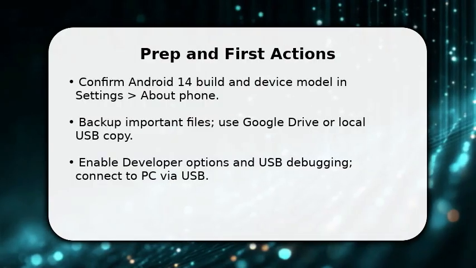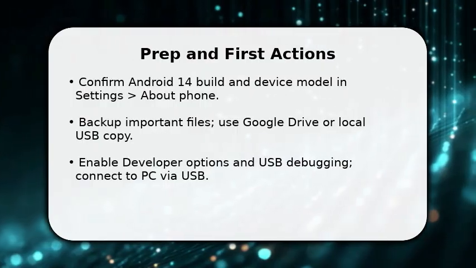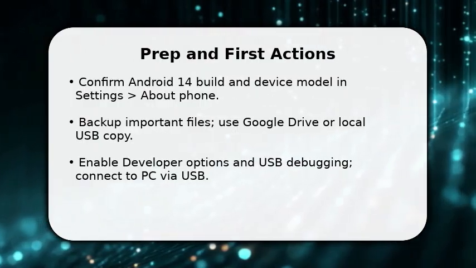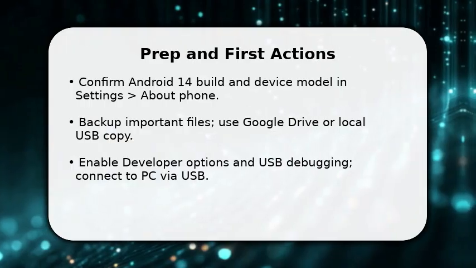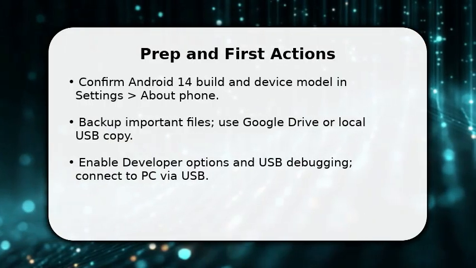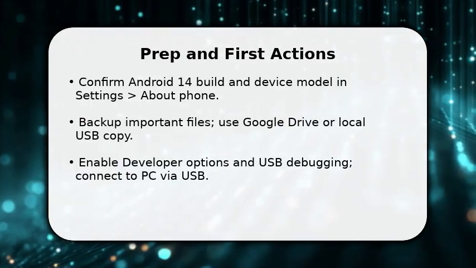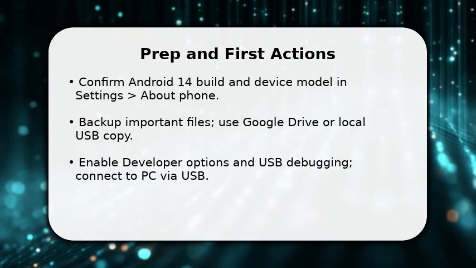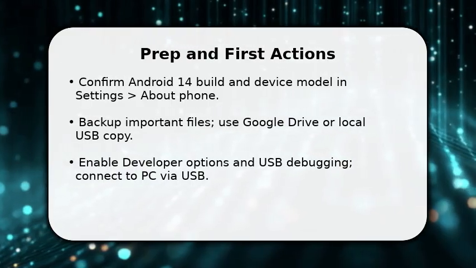You start by confirming your phone runs Android 14 and noting the exact build. That matters for file system behavior. Once done, back up any files you cannot lose to Google Drive or a USB copy so you can experiment safely. Next, enable developer options and turn on USB debugging.